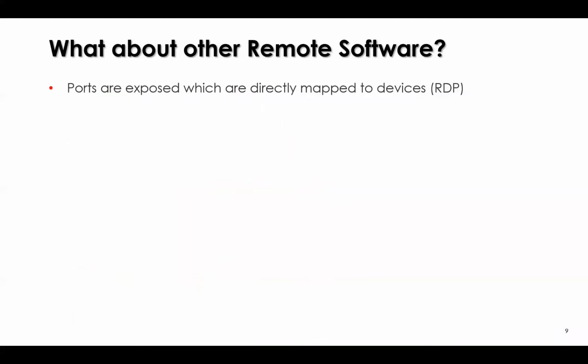So what about other remote connection types like RDP? Well, with RDP, you have ports that are exposed and mapped directly to devices. So if anybody's doing a port scan, they'll be able to see, oh, this person's using 3389. They can start hitting that port with remote desktop, and then it can bring up a computer.